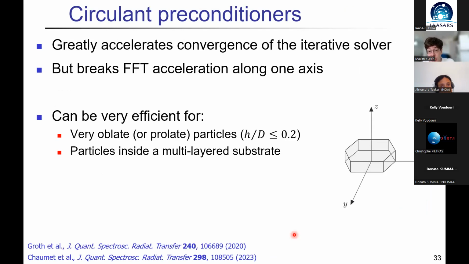Another idea which actually, again, appeared recently is circulant preconditioners. So in the beginning, I mentioned that standard preconditioners are not working for the DDA because they break this FFT acceleration. But there is a special class of them called circulant preconditioners, which can be compatible with FFT. But still, because the matrix is multi-level block Toeplitz, so this internal structure is a bit complicated, the preconditioner does break some FFT acceleration. So it helps a lot.